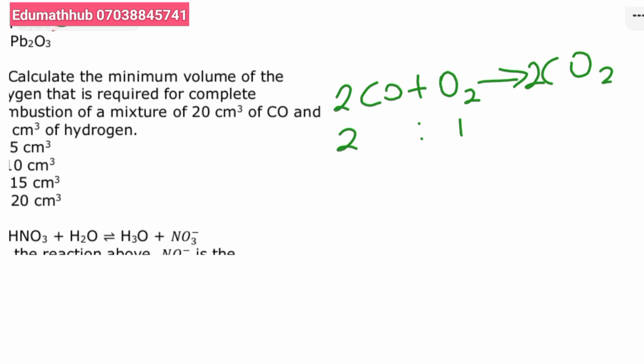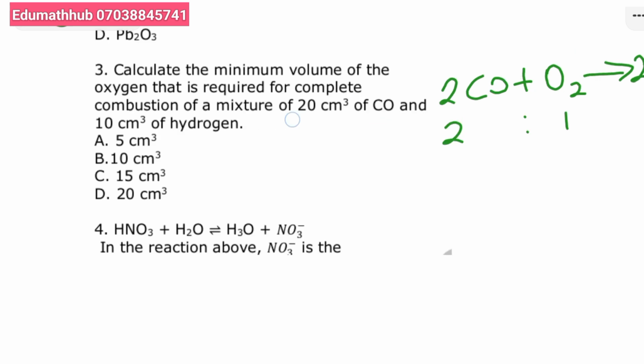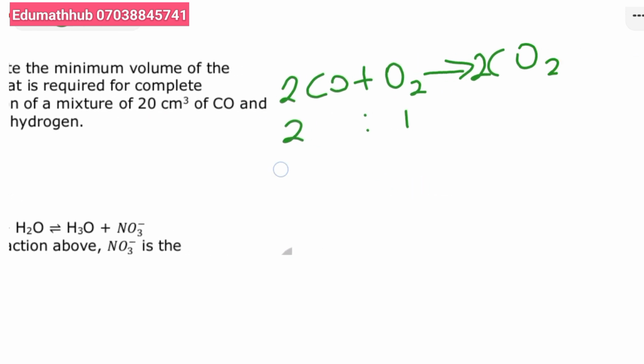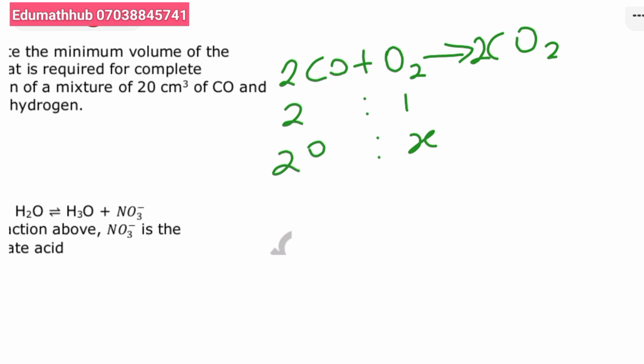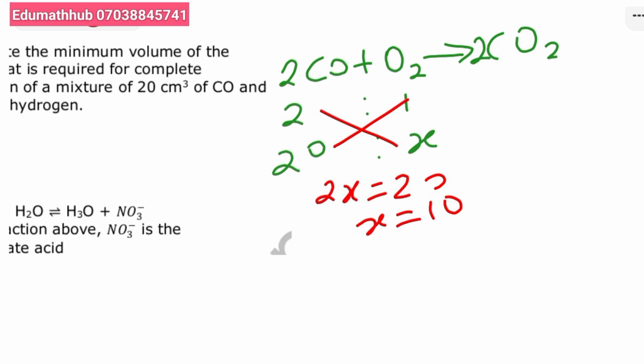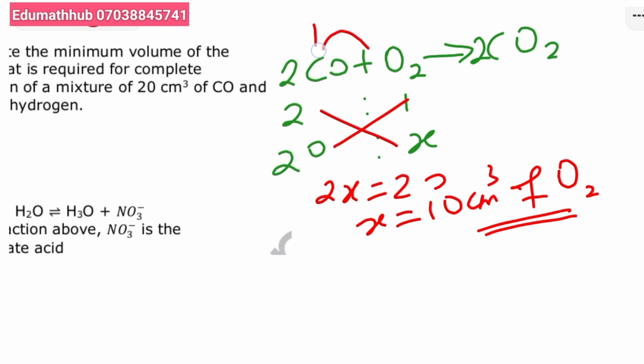Then since the ratio is 2:1, in terms of the volume of CO that was given to us is 20 cm³. So this one will now become 20. Then what would this one be? If you cross multiply and just solve this, you're going to get 2x equals 20. So from here you get x as 10. So that means you need 10 cm³ of oxygen. That's what you need in terms of the CO.